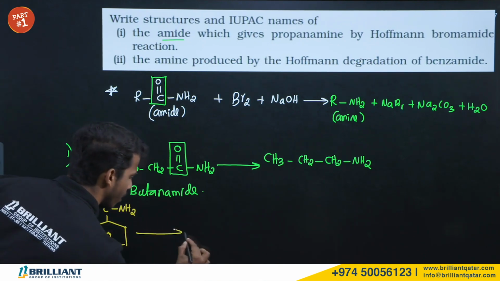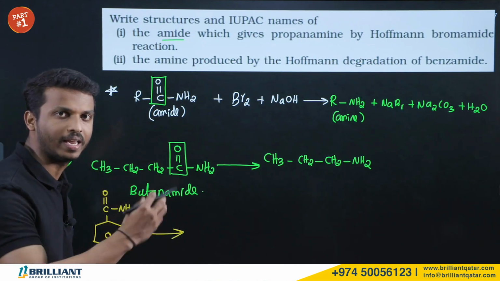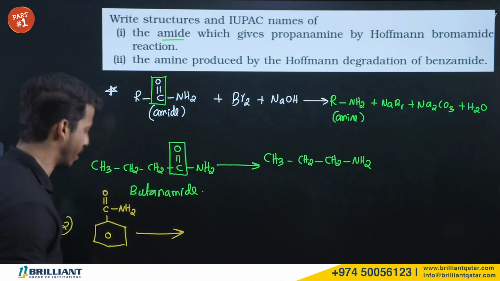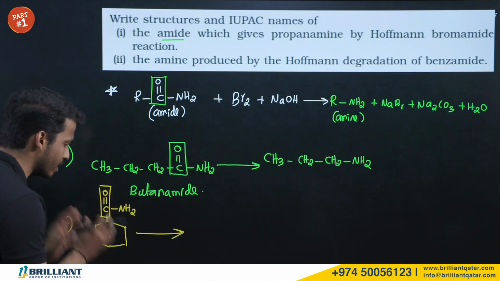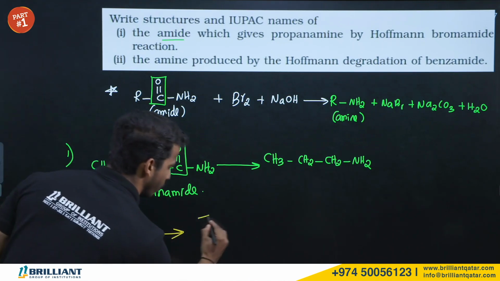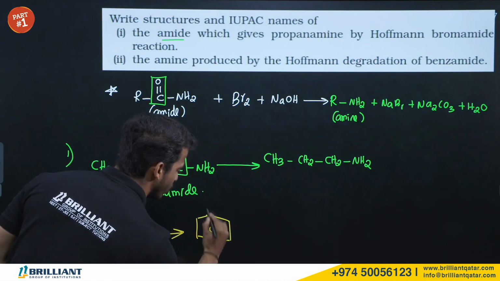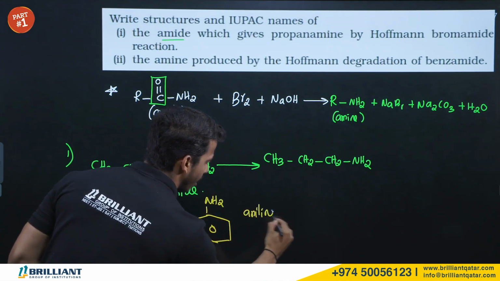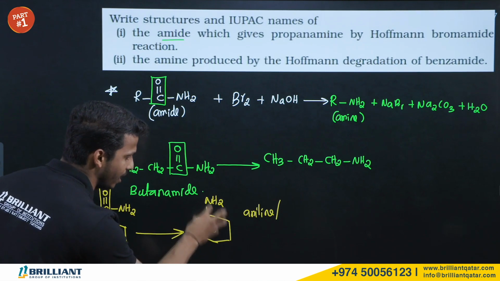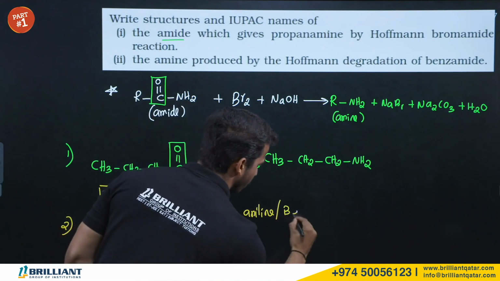When benzamide undergoes the Hoffmann bromamide degradation reaction, do the same procedure, just remove the CO group. If you remove the CO group, what is left in the system? Benzene and NH2. What is benzene with NH2, dear all of you? Aniline, right? Your product is aniline. Aniline is also called benzenamine.